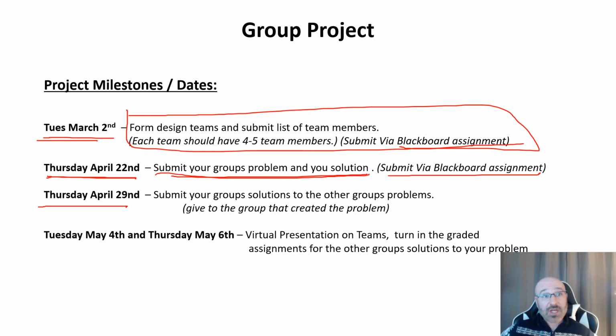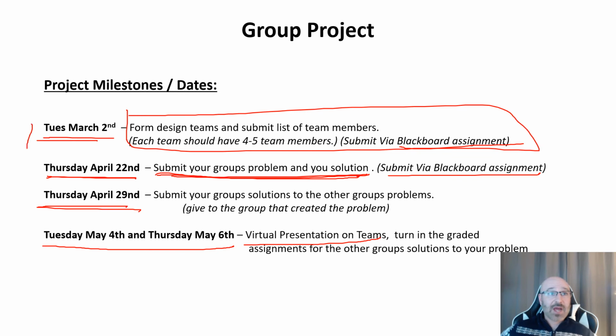So you'll have 1 week to complete the solutions to the other group's problems and hand them back into that group via Blackboard. On the 29th, I will get those from Blackboard to the appropriate team members, and you will then grade those solutions. Your grades will need to be completed and turned in by the last week of classes, May 4th through May 6th, when you are also doing your virtual presentation on Teams and then turning in those graded assignments back to the other groups for their solutions to your problem.